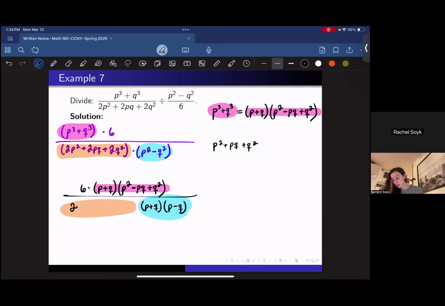And is that factorable at all? Let's see. What are factor pairs of Q squared that add to Q? Yeah, this is not factorable. So it is a prime trinomial. So we can leave it as is.